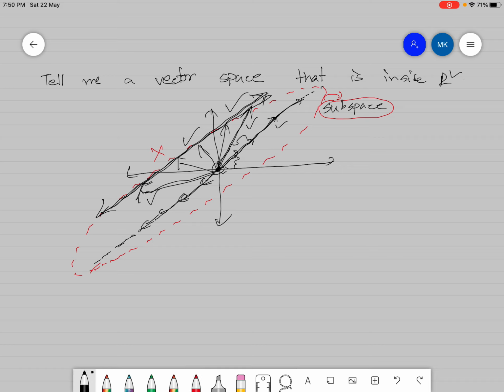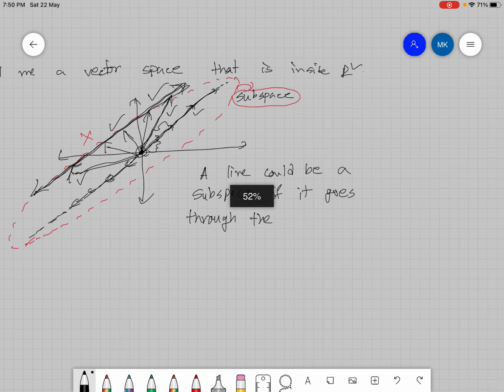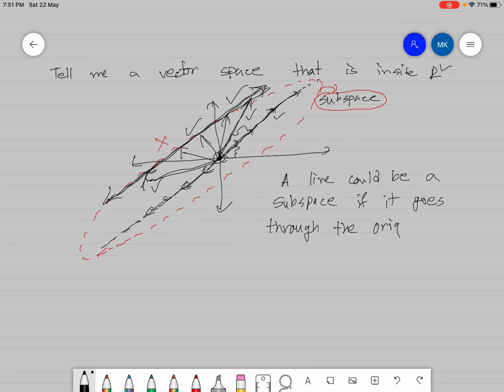So a line could be a subspace if it goes through the origin. So this condition here is very, very important.